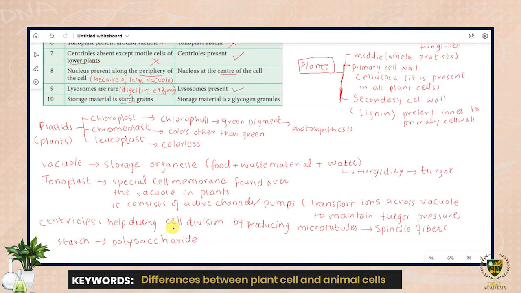And while in animals, the storage material is glycogen. Dear students, you studied that in polysaccharides too, that glycogen is also called animal starch. Clear? It is actually the animal starch. So the excess glucose in animals is converted into glycogen and stored in various parts of the cell. Like in humans, it is stored in the liver and the muscle cells. Okay? So here are a few differences.